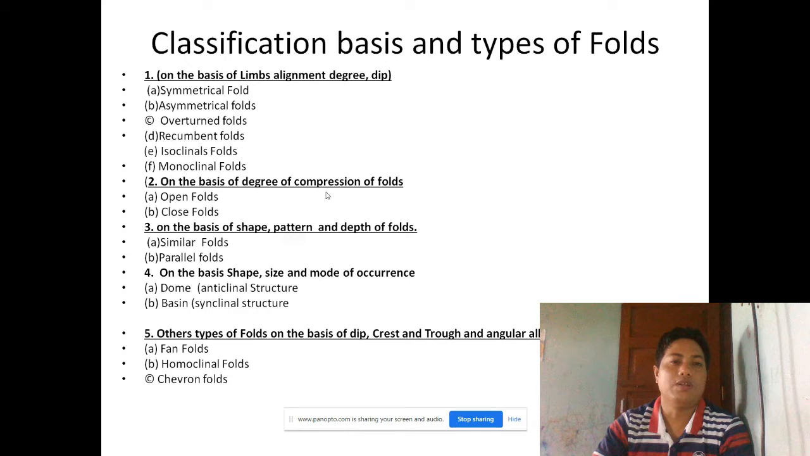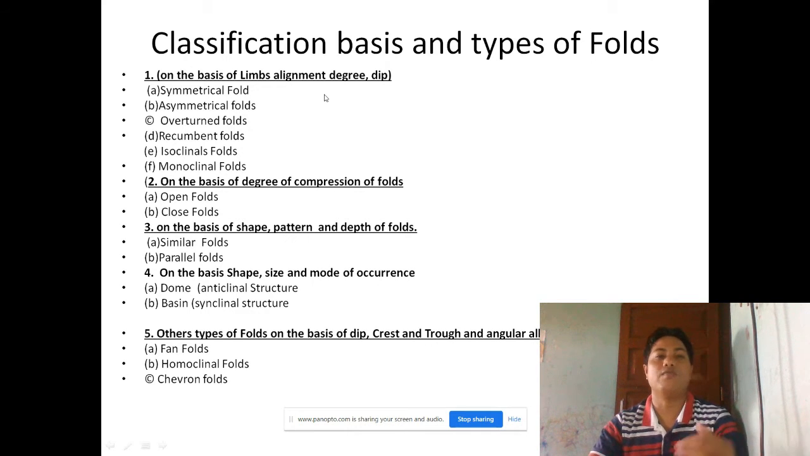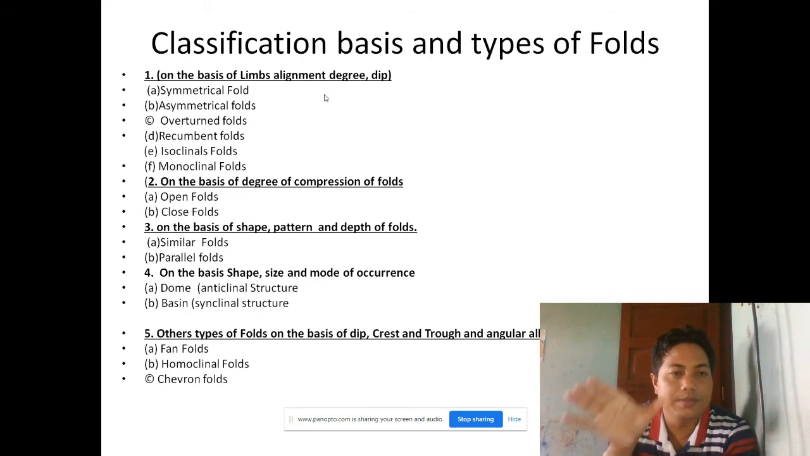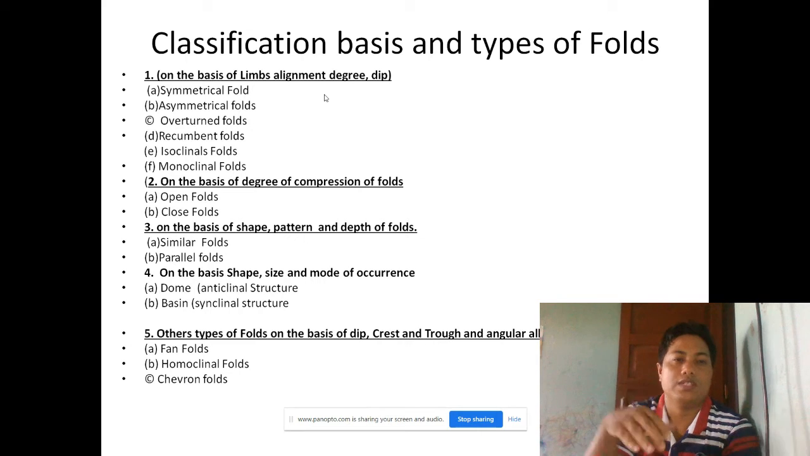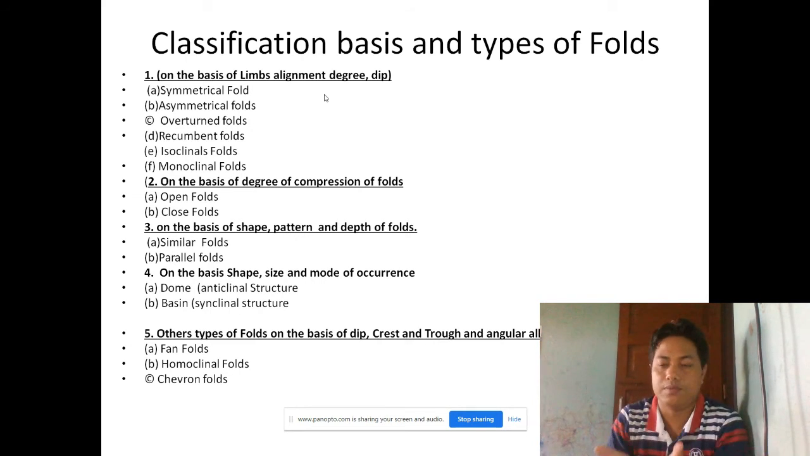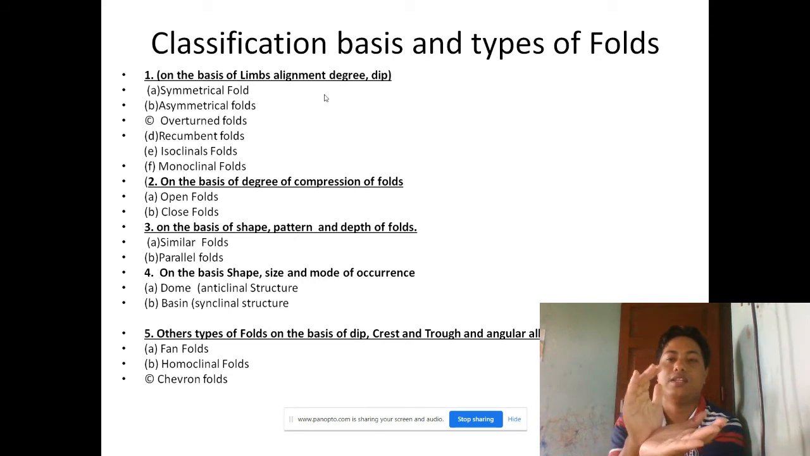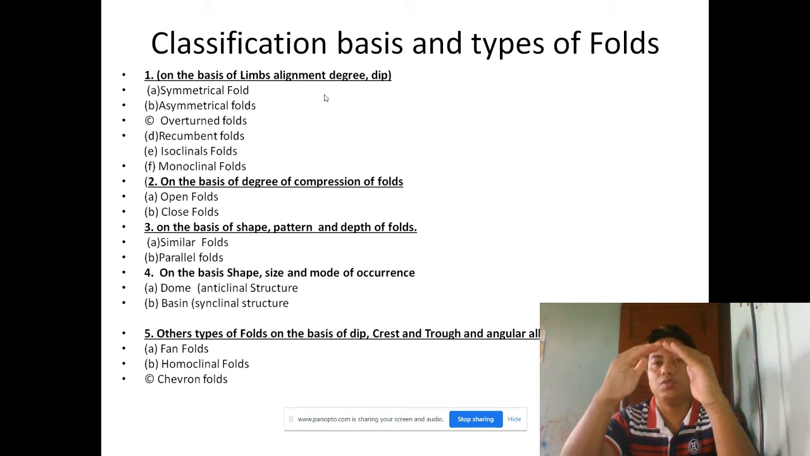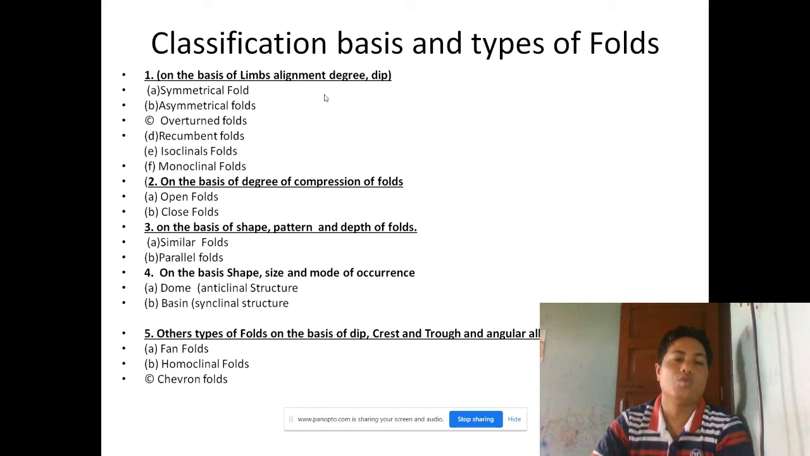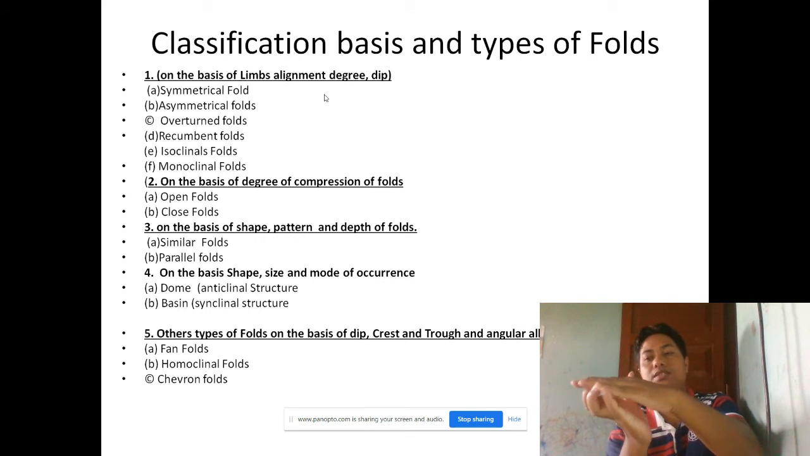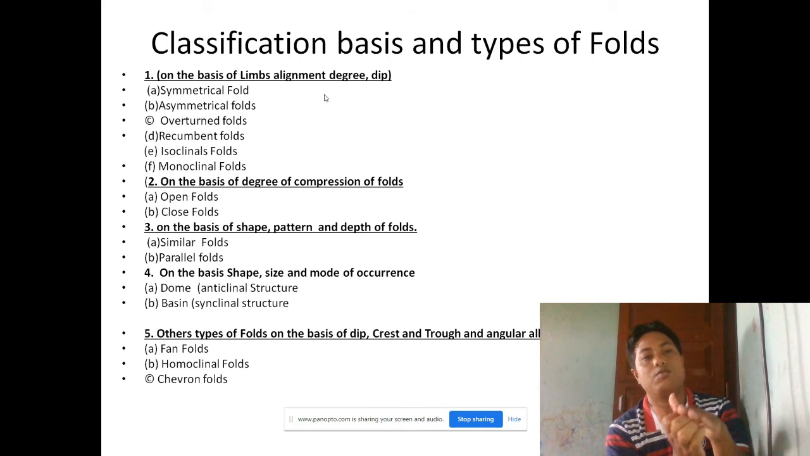On that basis you will find symmetrical folds. Symmetrical fold is like this, similar on both sides. Asymmetrical fold is like a syncline type. Both limbs are going upward, like equal size. It's not like that. Here also it is equal size. In the asymmetrical case, one limb is thrust and one limb is being subjected to pressure.